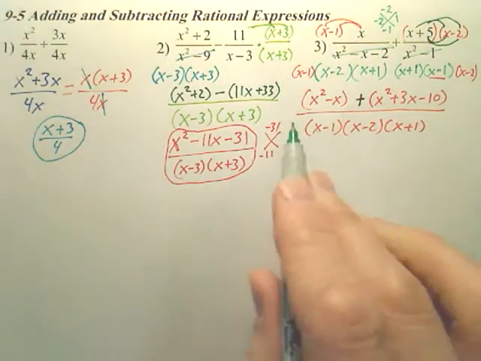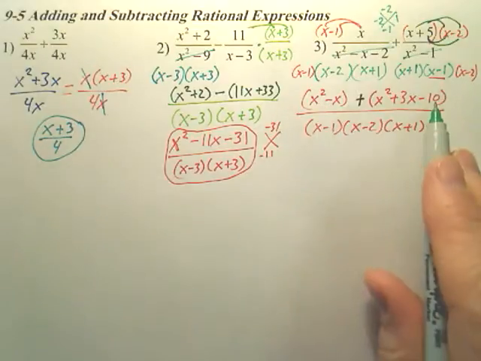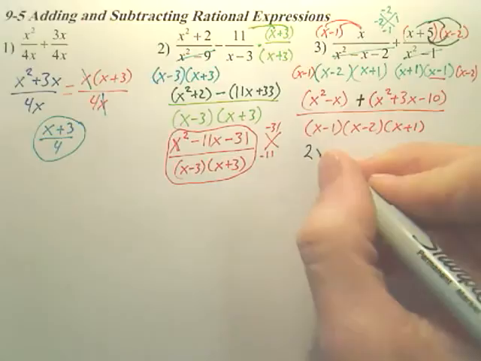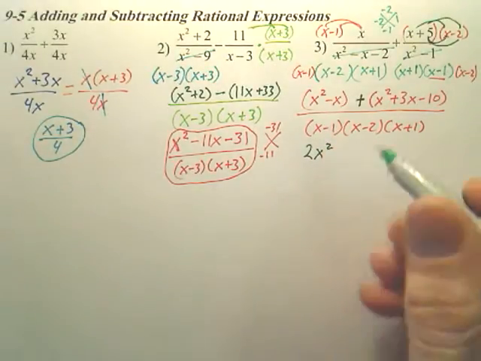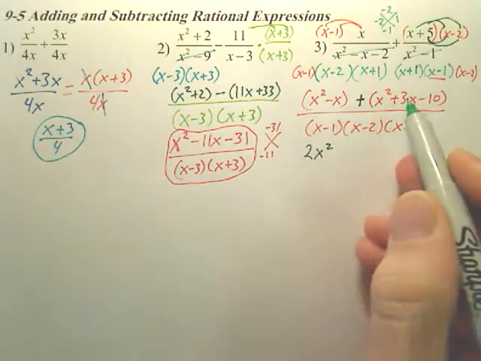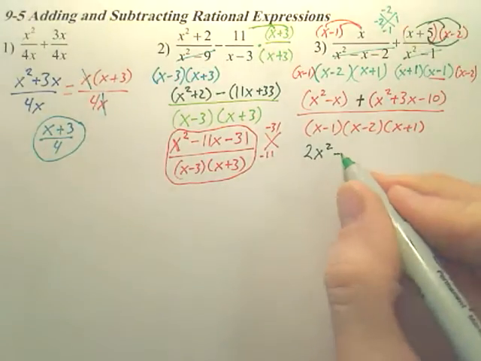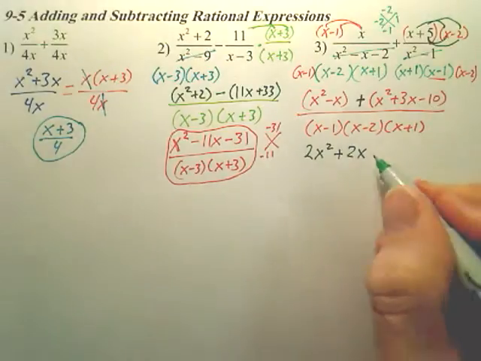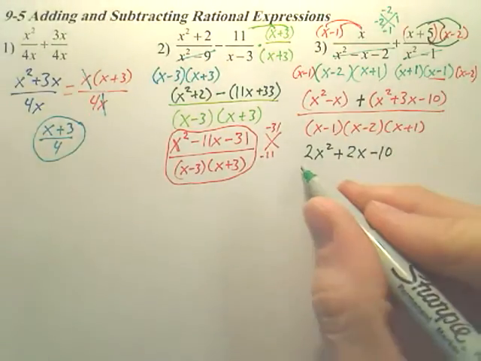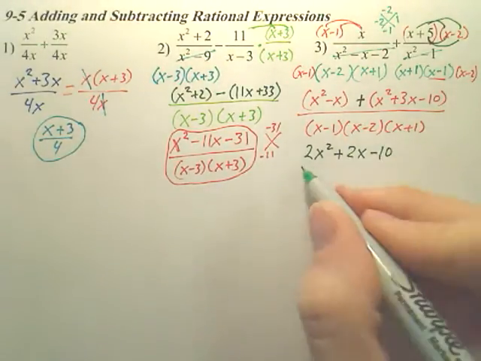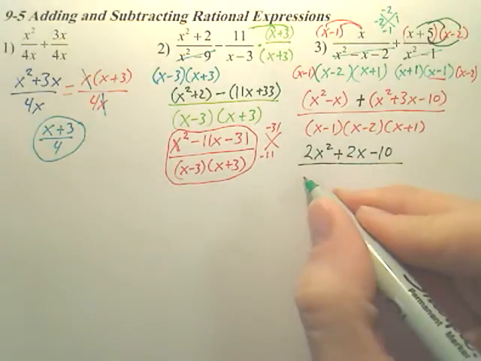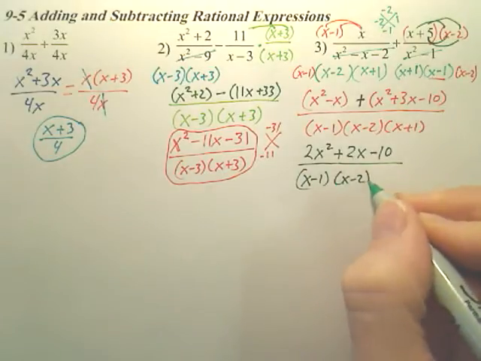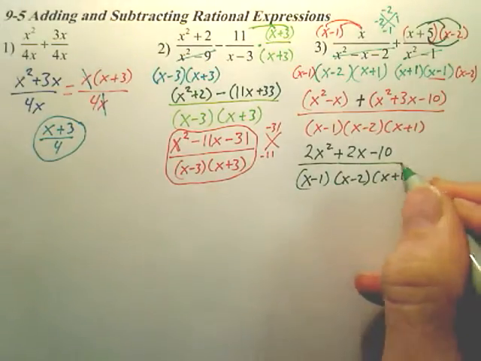Okay. Before we try to cancel anything, combine the top. How many x squareds do you have on top? You have 2x squareds. How many x's? We have a negative x and a 3x. That gives me 2x. And then numbers, I have a negative 10. That is the top. I now have still x minus 1, x minus 2, and x plus 1.